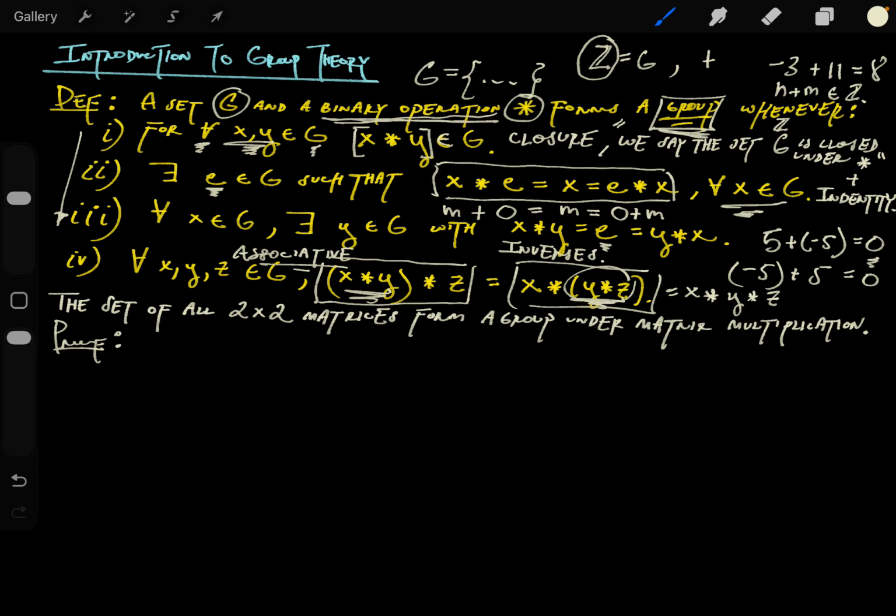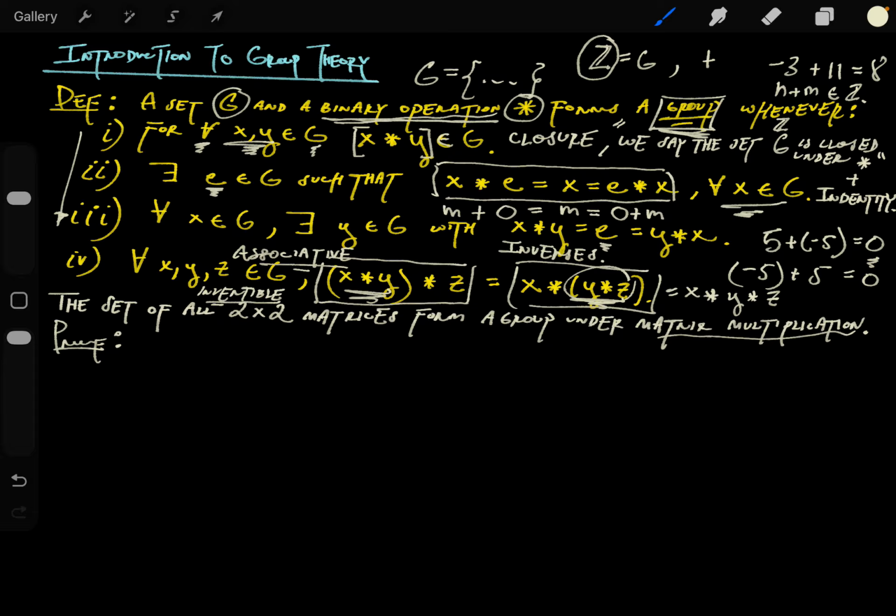Now, what we're going to do is prove that the set of all invertible, and this is a key part, invertible 2 by 2 matrices forms a group under matrix multiplication. So we need to have an idea. First, let's leave this aside. Let's not worry about invertible; I'm going to define that as we go. But the next thing is matrix multiplication.